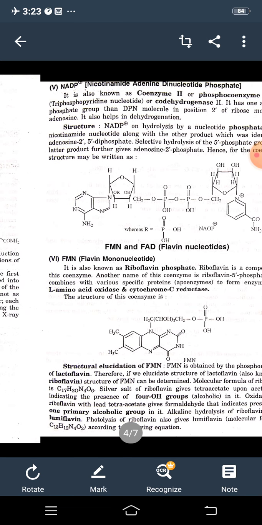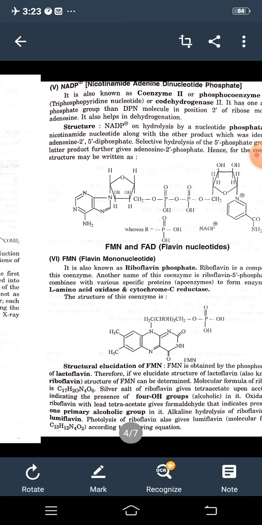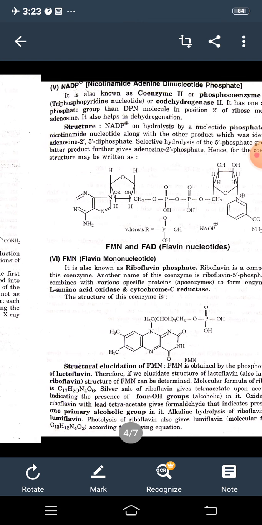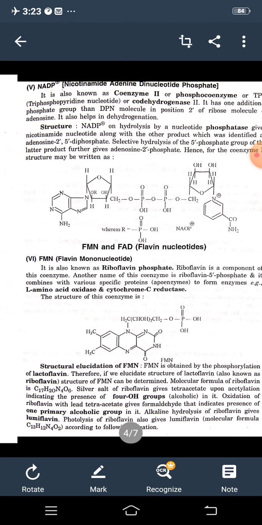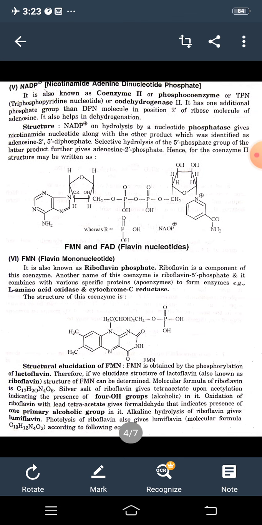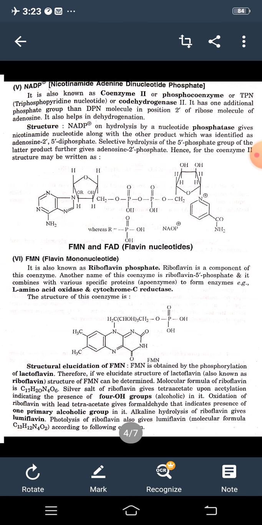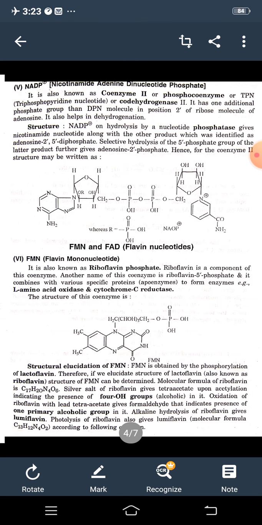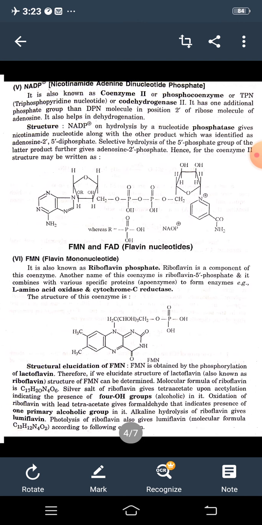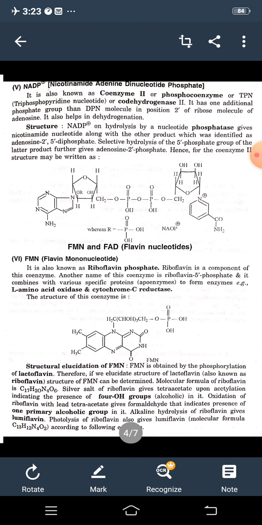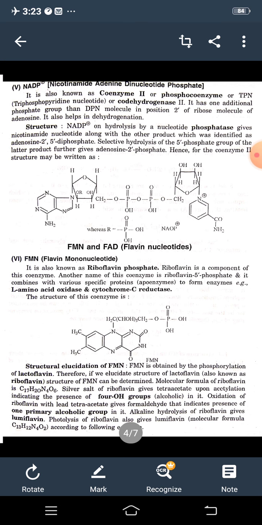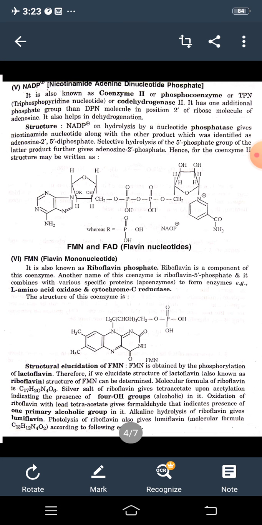So the next coenzyme is NADP plus, whose full form is nicotinamide adenine dinucleotide phosphate. It is also known as coenzyme second or phosphocoenzyme, or TPN, triphosphopyridine nucleotide, or co-dehydrogenase second. It has one additional phosphate group than the DPN molecule in position 2' of the ribose molecule of adenosine. It also helps in dehydrogenation. Now you can see below the structure of NADP plus.